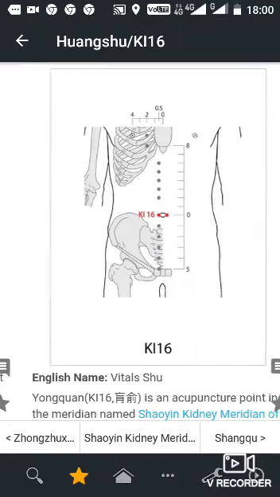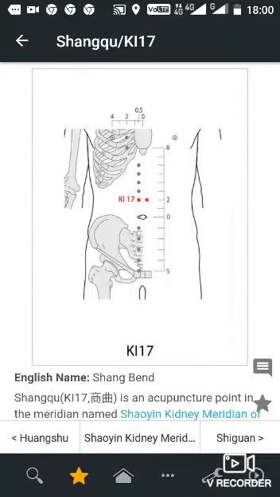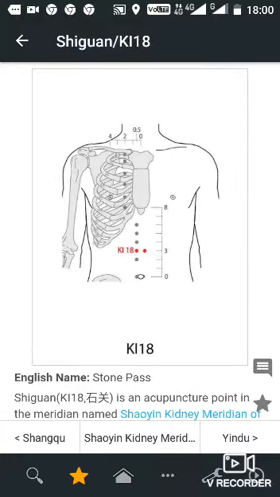Key 16, location. At the middle part of the abdomen, 0.5 cun lateral to the center of the umbilicus. Key 17, location. 2 cun above the umbilicus, 0.5 cun lateral to the anterior midline. Key 18, location. 3 cun above the umbilicus, 0.5 cun lateral to the anterior midline.